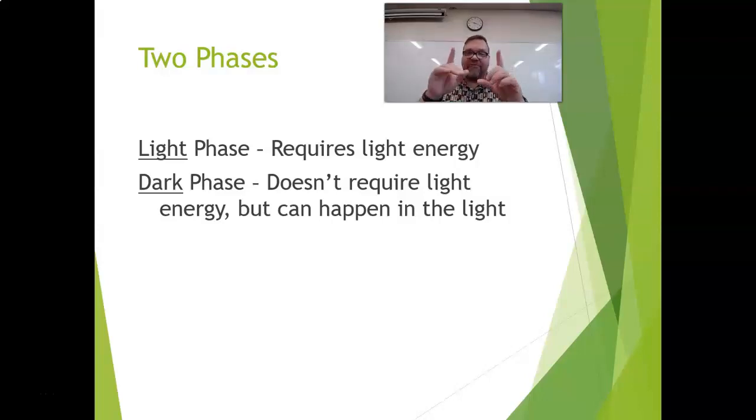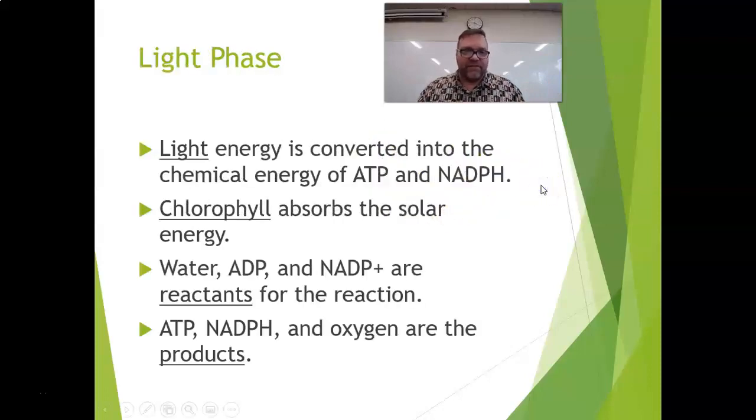Just remember the light phase, you have to have light. Dark phase, you could have light, you could not have light, it can go either way. Okay, those are the 2 different phases, light and dark. In the light phase, energy is converted into a chemical energy called ATP and NADPH.